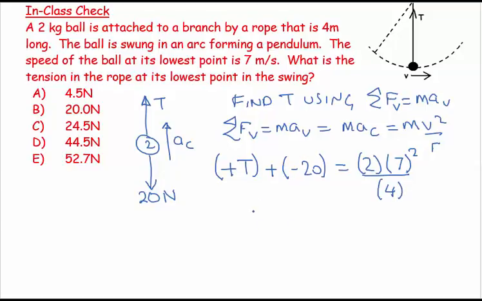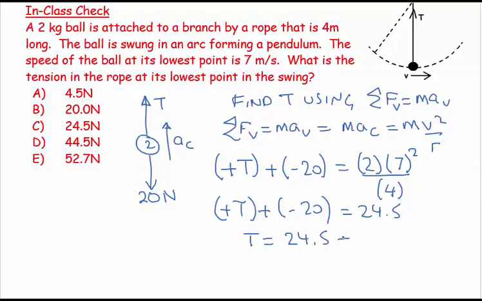So I say, well, plus T added to minus 20 is equal to a half of 7 7s are 49, a half of 49 is 24.5. So that means that T is equal to 24.5 plus 20, which equals 44.5 newtons. And there we have it. It's there.